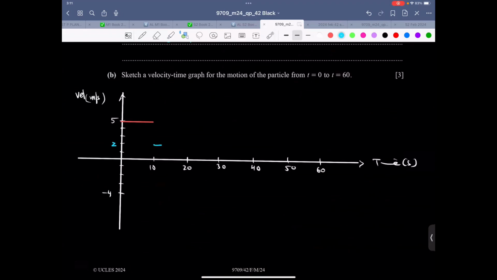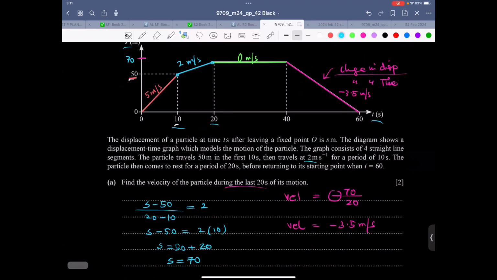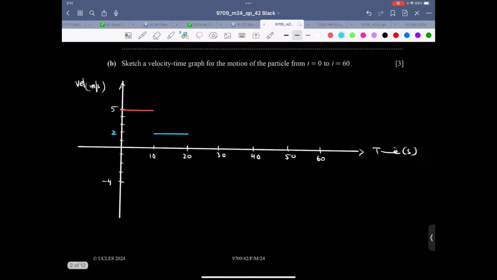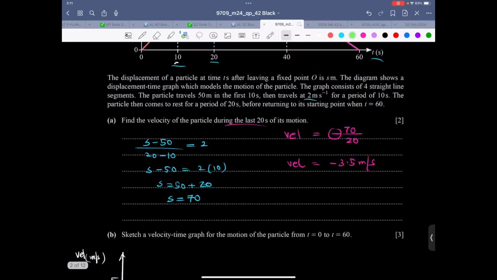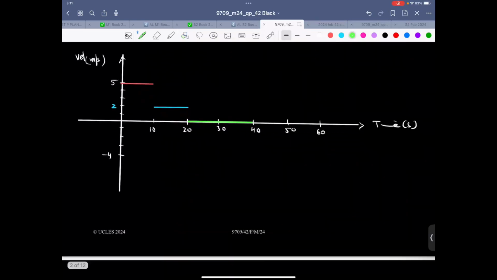And this is 10 till 20. That is this portion. The third one is 0. That's from 20 till 40. So the green portion from 20 till 40, that is the particle is at rest. The velocity is 0. The last portion for 20 seconds is -3.5. So we have this thing, and this is -3.5.